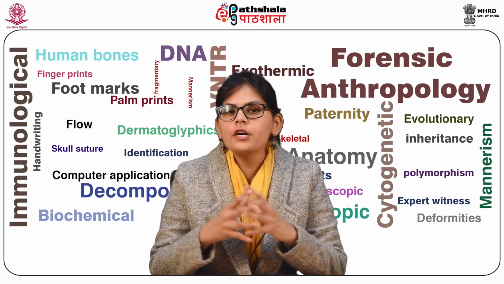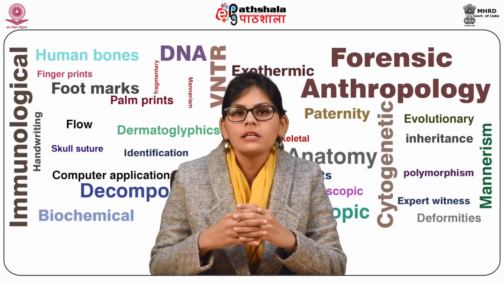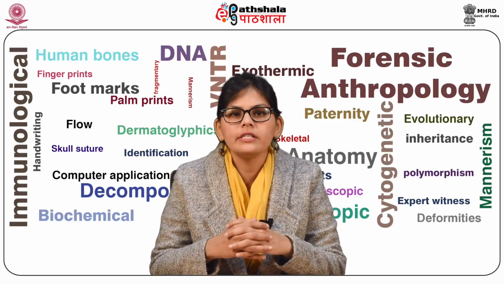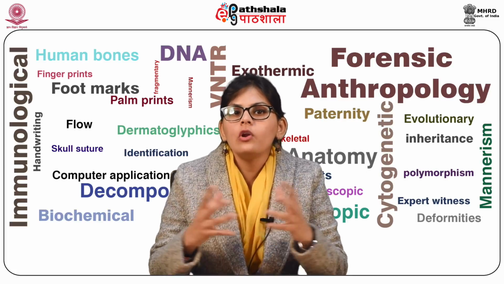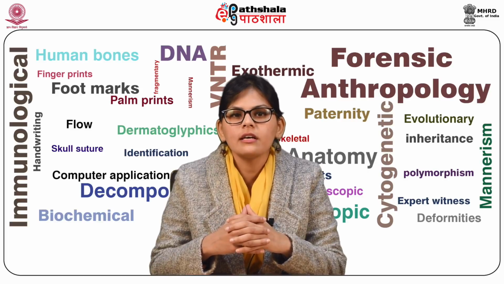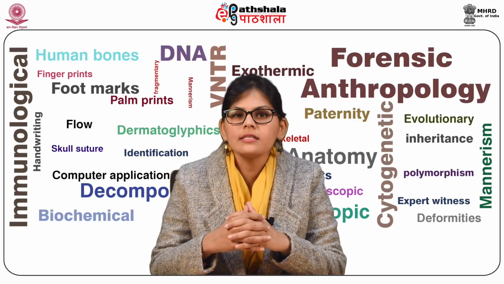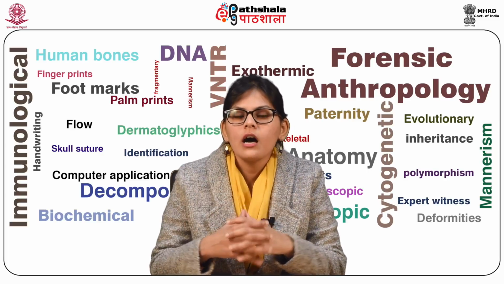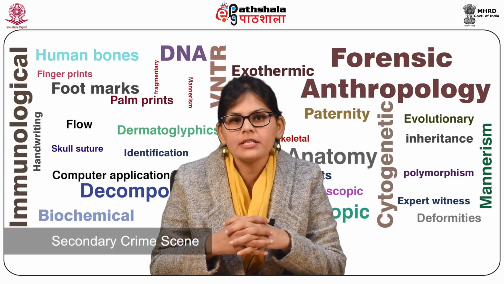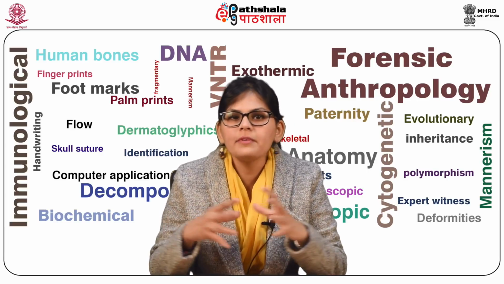Now, I will talk about the classification of crime scene. A crime scene can be classified into primary and secondary crime scene depending upon the location of the crime act. The site of the original crime act is termed the primary crime scene, whereas any subsequent location associated with the crime scene is termed the secondary crime scene. For example, the surrounding area around the primary crime scene.